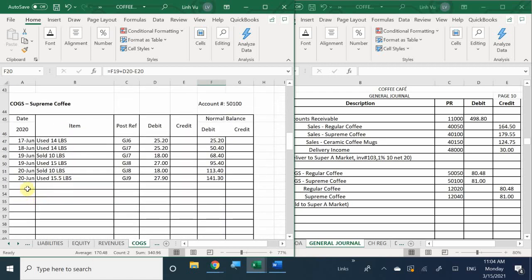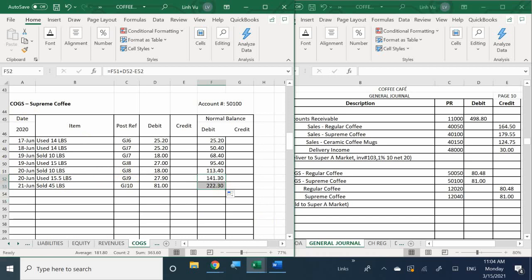Same thing down here to my Supreme Coffee, June 21st. We sold 45 pounds. Yes, 45. General journal number 10 for $81. Okay. So what's my total ending balance here? 222.30. Good.